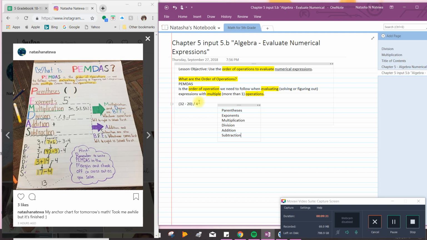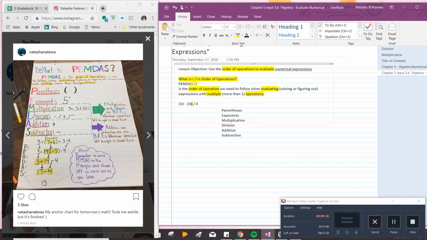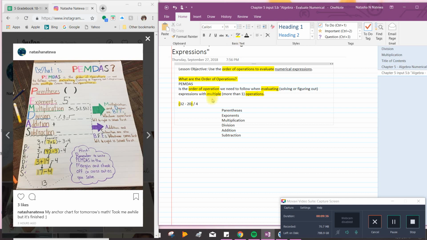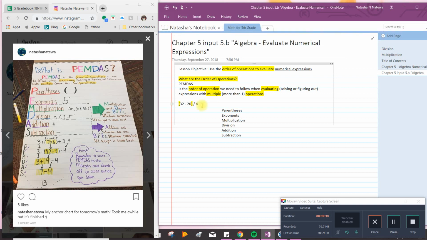Alright, now parentheses, if you look at your poster, the one you made, they're these kind. When we look at our numerical expression here, do we see parentheses? Yes, they're right here, right there and right there. Highlight those as well. So that means we have to start off with the parentheses. So we're going to have to subtract this first.